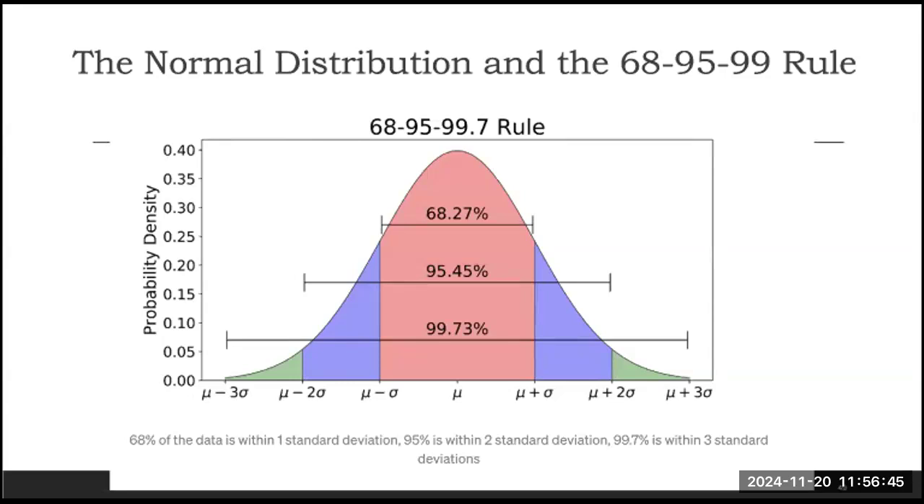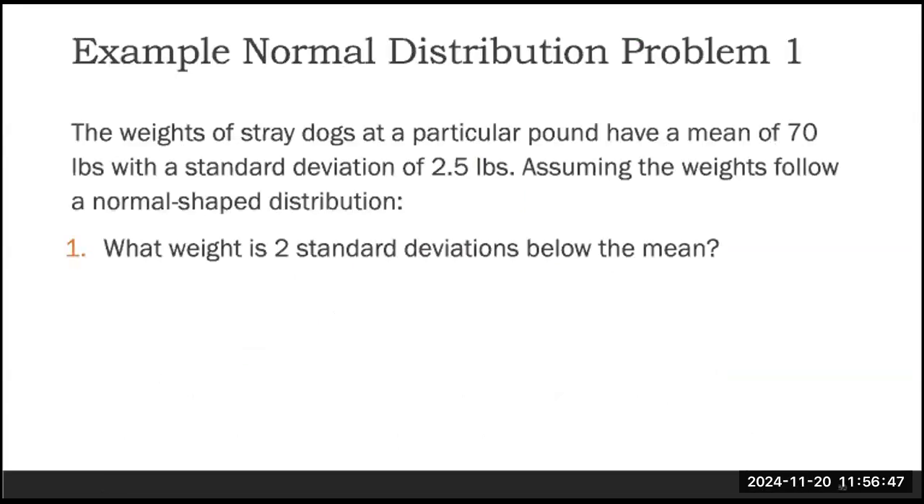So here's an example of a problem I might give you in terms of normal distribution. The weights of stray dogs at a particular pound have a mean of 70 pounds with a standard deviation of 2.5 pounds. And then I will tell you, assuming the weights follow a normal distribution, here's one question. What weight is 2 standard deviations below the mean?